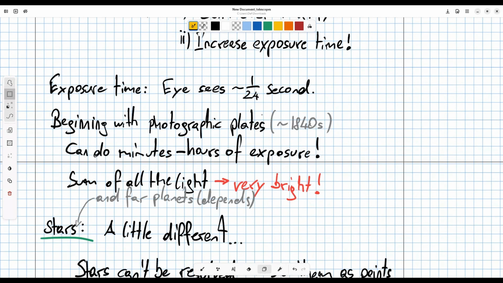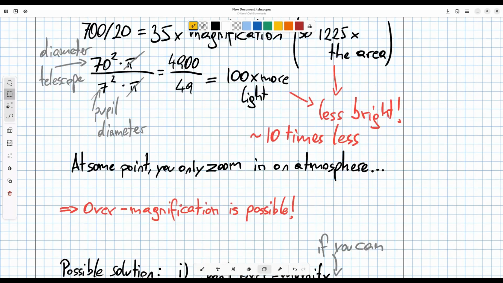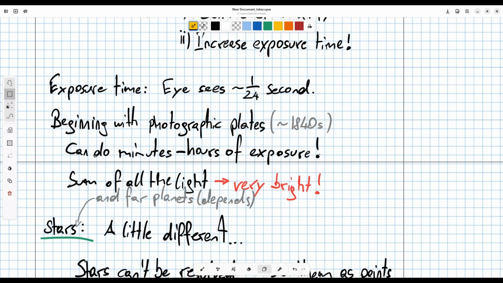Well, beginning with photographic plates in the 1840s, you can do minutes to hours of exposure. Why would you do that? Well, let's say you just do 1 second of exposure. That's already 24 times the amount of light that you have. With our example from top here, let's say that you have 100 times more light over 24 times the time, which would give us 2 times more light than we would get with just the eye. So exposure time obviously solves all of these problems.